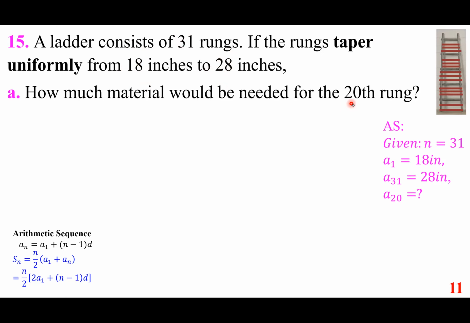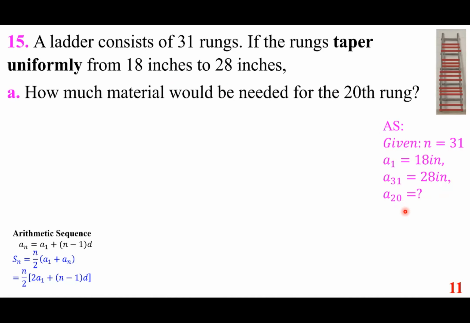So first, let's see what the question is asking us. Let's quickly go over that again. Since the length increases uniformly, it's an arithmetic sequence. So we are adding a little bit. We don't know how much yet. How many? You have 31. N equals 31 because there are 31 rungs. The first one is 18. The last one, A sub 31, is 28. We want to find A sub 20.